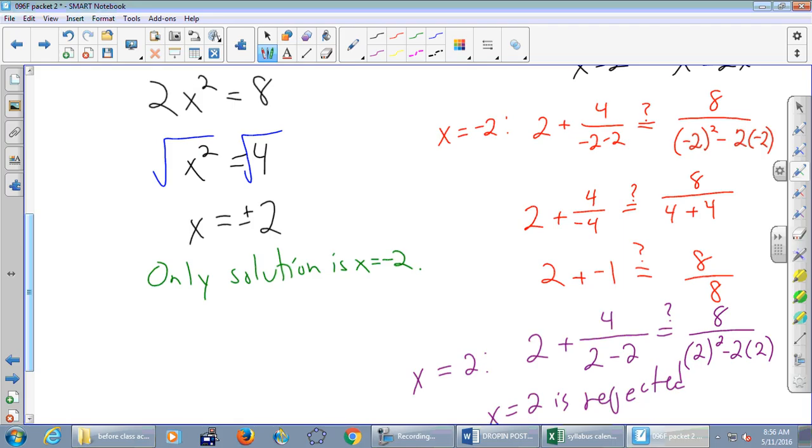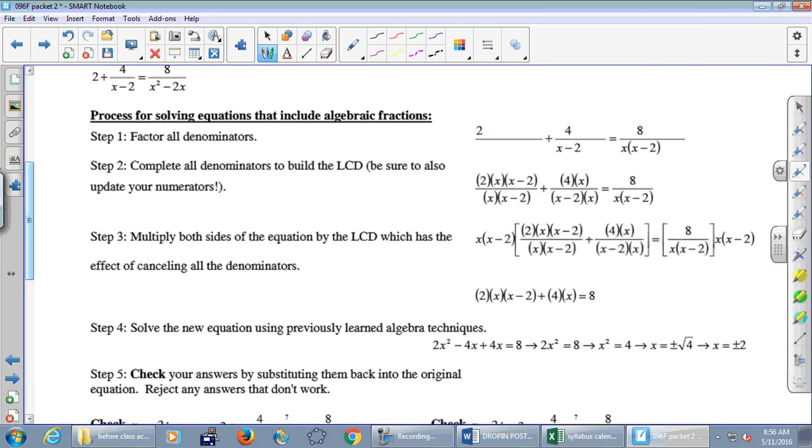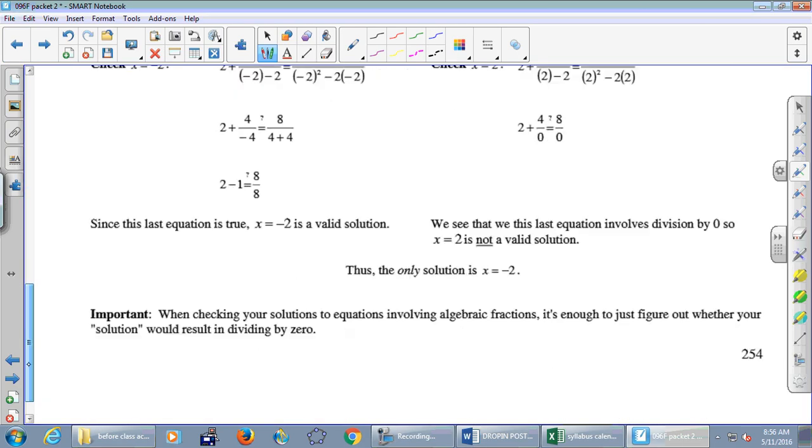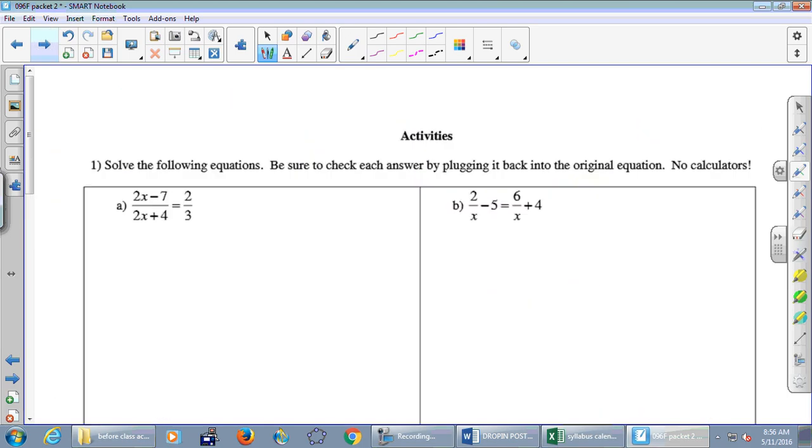Okay, so the activity, well, so all of that stuff is written out here, so you can check it out later if you want to. But it's everything that we just talked about. And down here is this important thing. When checking your solutions to equations involving algebraic fractions, it's enough to just figure out whether your solution would result in dividing by 0. That's our shortcut check. Okay. All right, activity is on the next page.